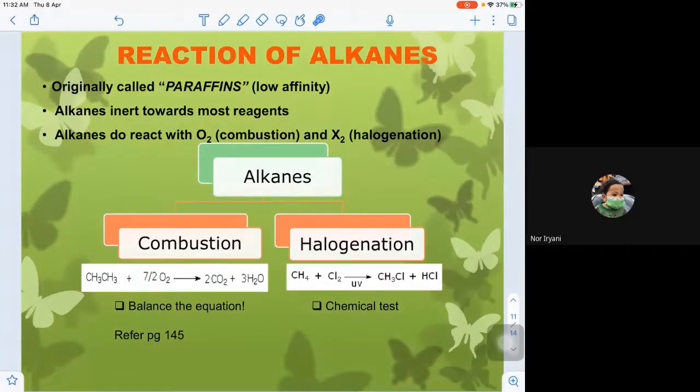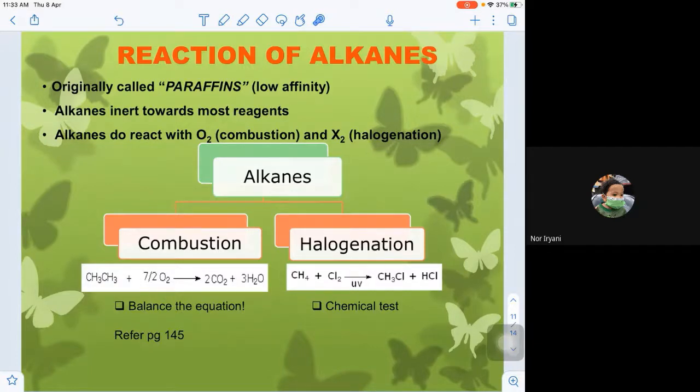The alkane is originally known as a paraffin, low affinity, because it is inert towards most of the reactions. It is very hard for the alkane to be reacted. That is why it is known as a paraffin. Not so many reactions that we have for alkane because it is a saturated compound. Remember that? So there are only two reactions on the alkane that we'll discuss. The first one, alkane undergoes combustion reaction, and second is the halogenation reaction.